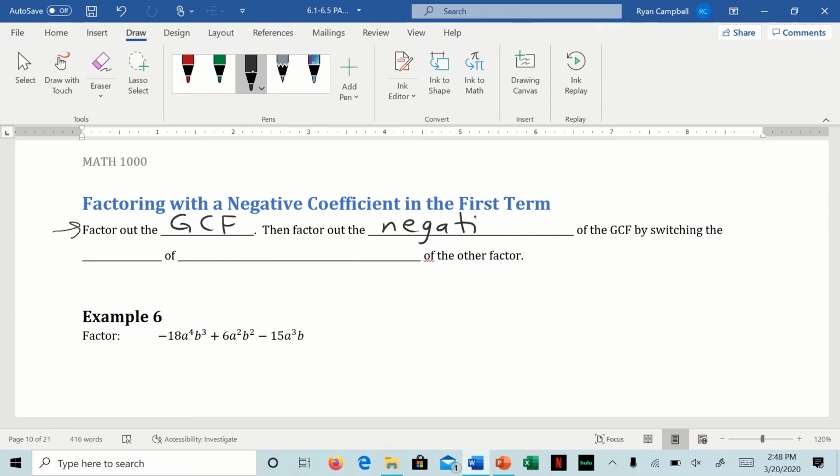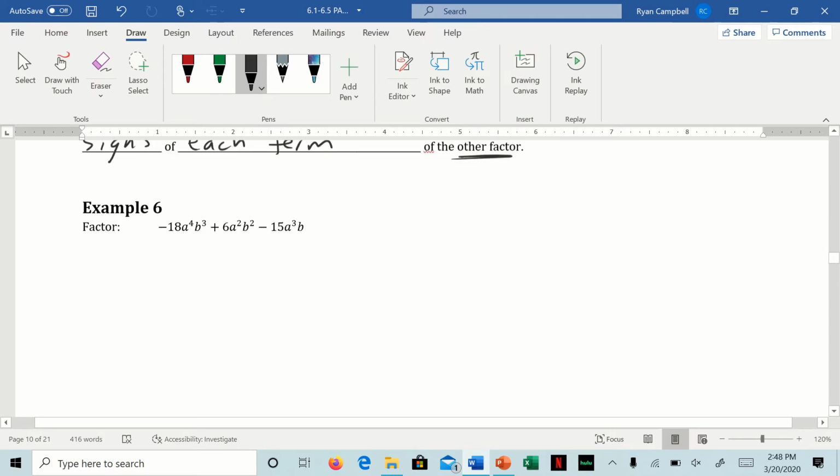We just need to do one extra step and factor out a negative. We do that by switching the signs of each term of that other factor. So we take out a negative and we switch the signs of everything else. So let's see what that looks like.